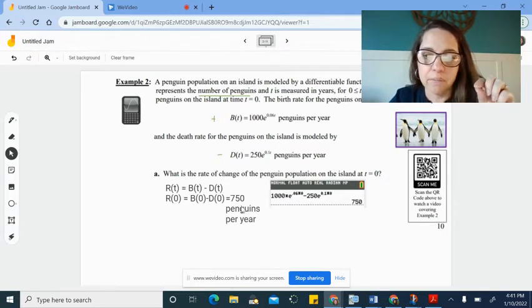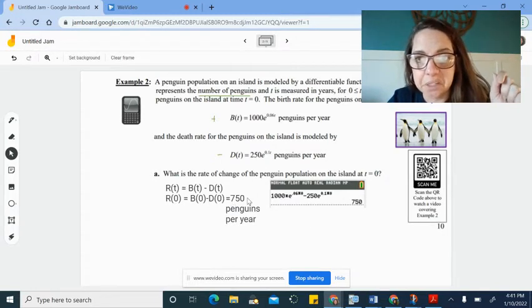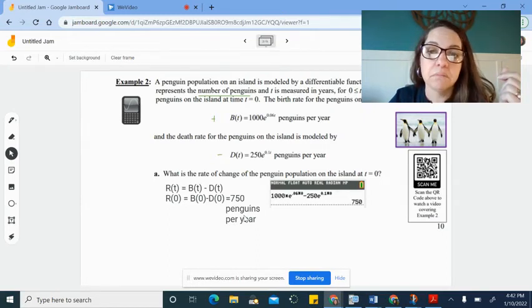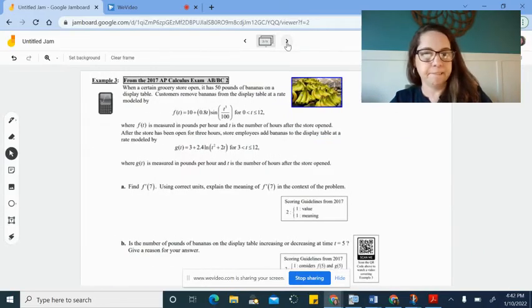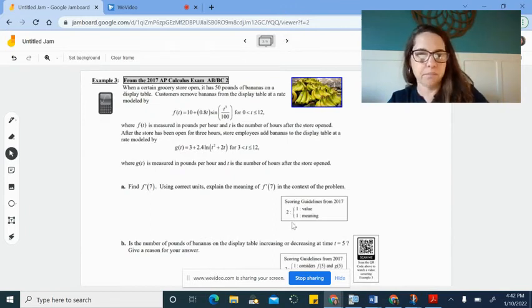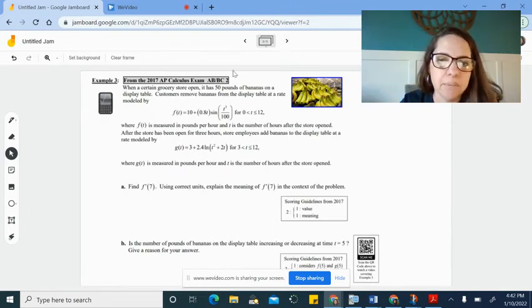Side note, does that mean they're increasing or decreasing? Yeah, if this is true for the first 40 years, then they're increasing 750 penguins a year. That's right. Next. This is from an AP exam.